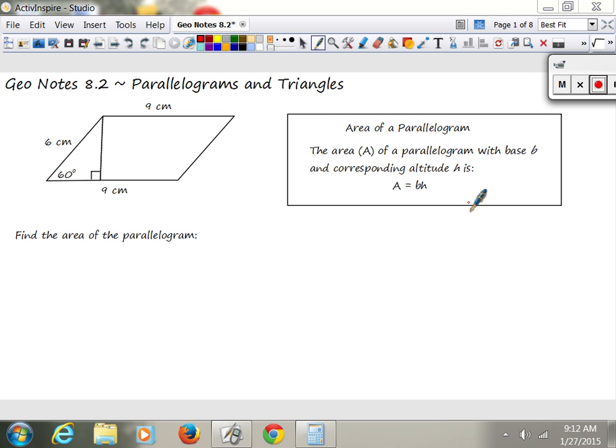The formula is still based on height. You just have to be careful, because what do we know about the height? It has to make a 90-degree angle with the base. So when you're looking for your height, you've got to find where the right angle is. That's what you have to find. If you find the right angle, then you know that this is going to be your base, and this is going to be your height.